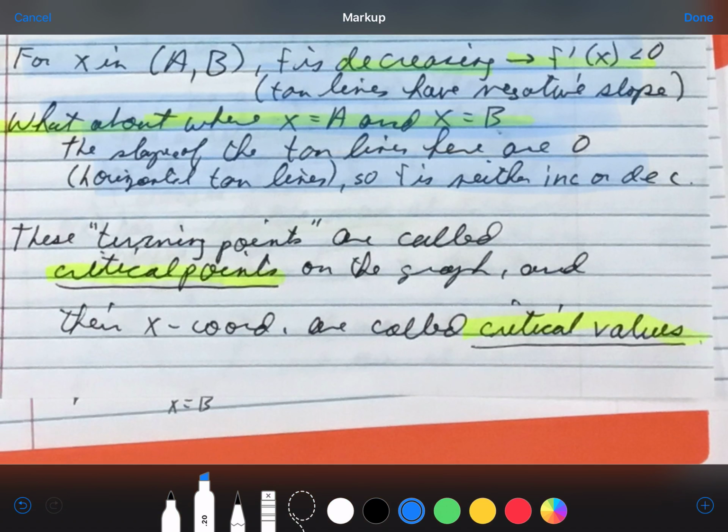These turning points are going to be the ones that we're ultimately going to focus on. So where the function is increasing and decreasing, what I'm going to be looking for on the graph of our function are those turning points. So these turning points are what are called critical points on the graph of our function. And the x-coordinates of those points are what we call critical values. So those are terms we're going to make a lot of use of. Mainly critical values, those are the x-coordinates of those turning points. The points themselves we'll call critical points.